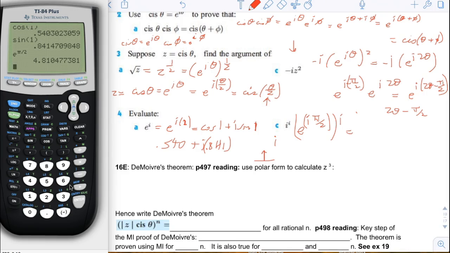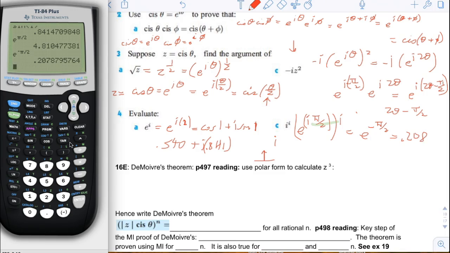And now we can multiply the exponents together. So we would get e to the, and i squared, remember, is negative 1, so we get e to the negative π over 2. And that's just some real number. So put e to the negative π divided by 2: 0.208. It's just a real number.